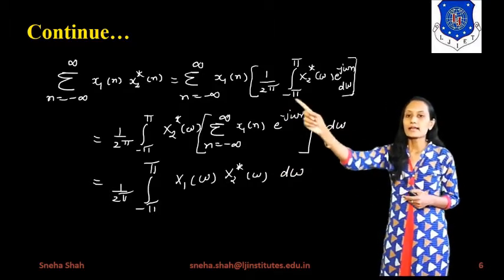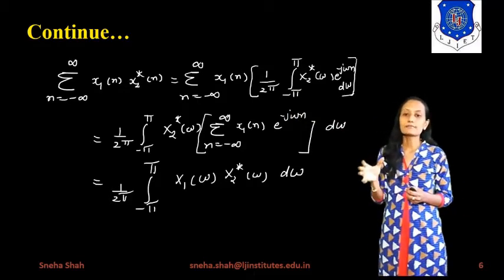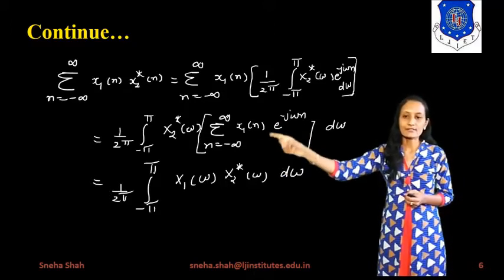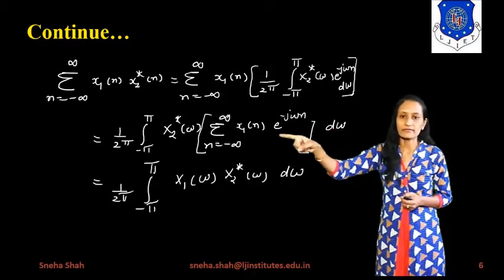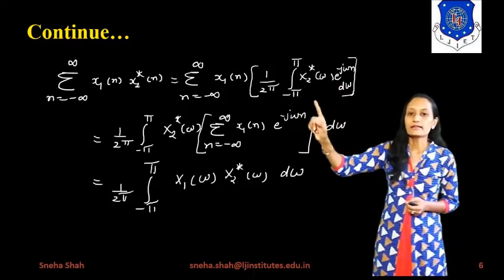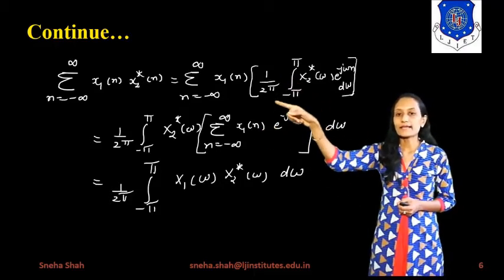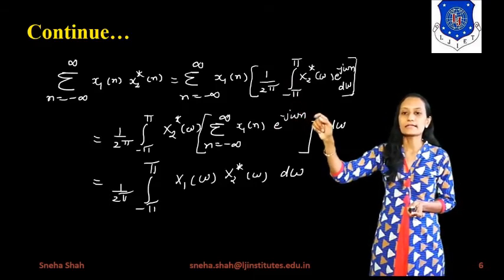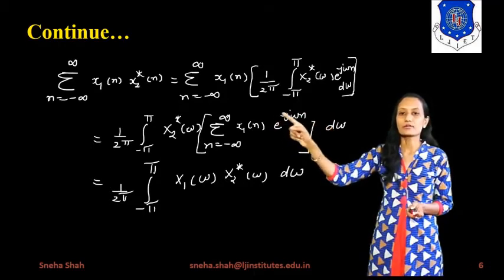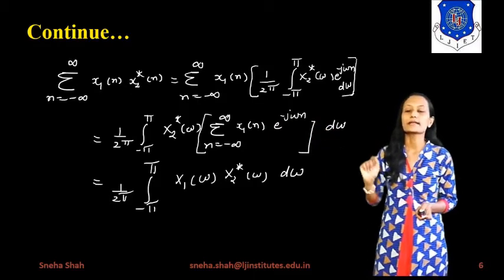Now as you know, the summation is over n, right? So we take the term which contains n. So we write it like this: summation n equals minus infinity to infinity x1 of n into e raised to minus j omega n, and all the other terms will be outside of this summation. 1 upon 2 pi is a constant, so it will be outside of both this integration and the summation. So 1 upon 2 pi integration minus pi to pi, this x2 star of omega into this term into d omega, right?